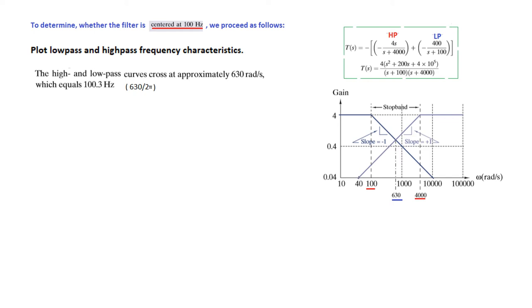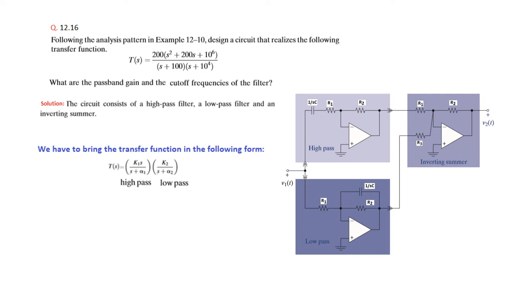Okay, now let's go on to the next question. The question says, following the analysis of example 12.10, design a circuit that realizes the following transfer function. Now, in the previous one, the circuit was given and it had to produce a transfer function. In this case, a transfer function is given and we have to design a circuit. What are the passband gains and what is the cutoff frequency of this circuit? So this is the question.